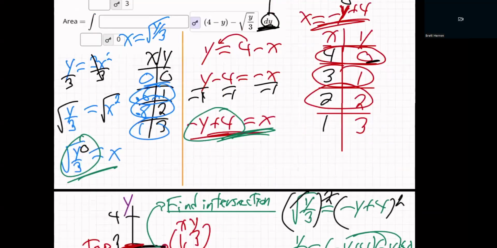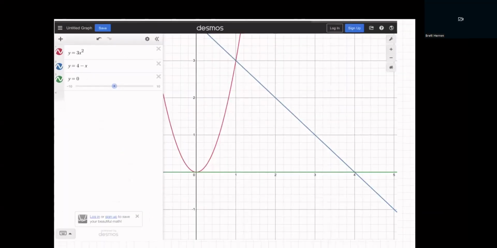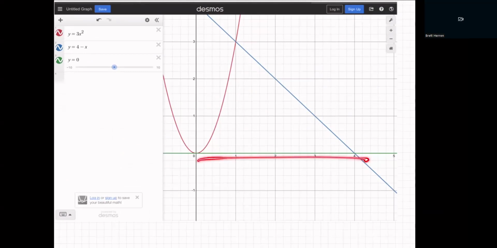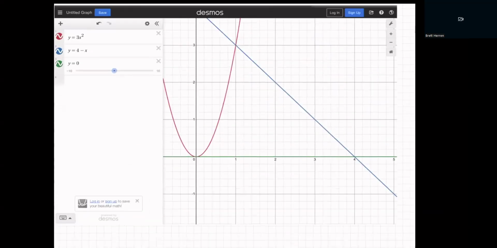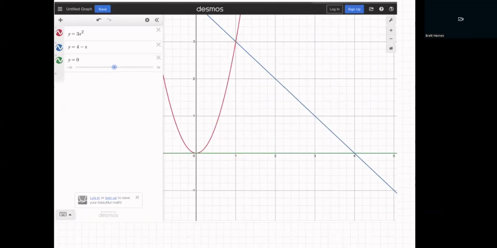There we go. Here are the actual graphs on Desmos. You want to see them? We got them pretty much right. See, there's the y equals 0. There's the straight line. There's the curve. We integrated from here up to there. And see, they intersect up at 3, over 1 up 3. It's all correct. And there we go.